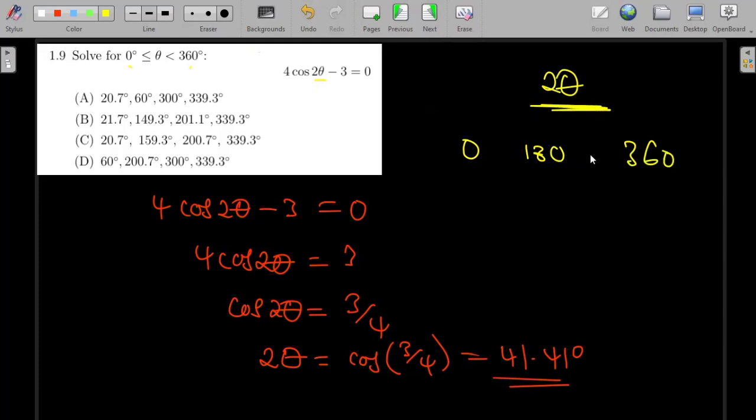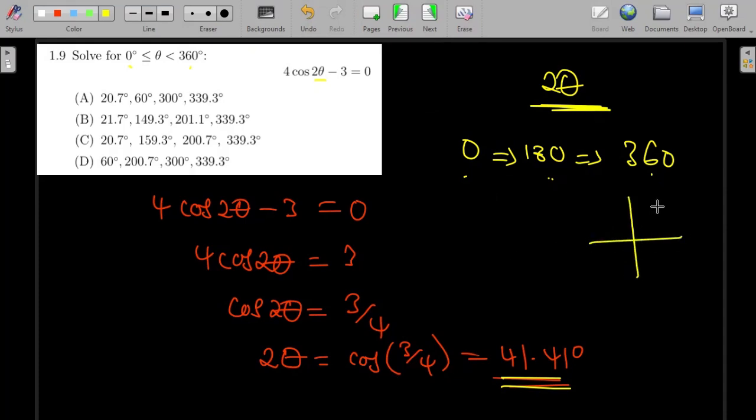Remember when you're finding the periods, when we're graphing these trigonometric functions. So it means within 0 to 180, there are 2 answers. That's what it means to have a full cycle. And then from 180 to 360 again, we have 2 answers. So here, we're going to have 4 answers for the 2 theta. The first one is this one that we found here. So how do we get the second one? This is just positive, positive.